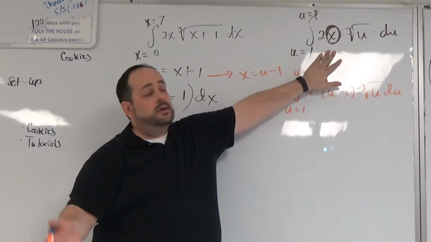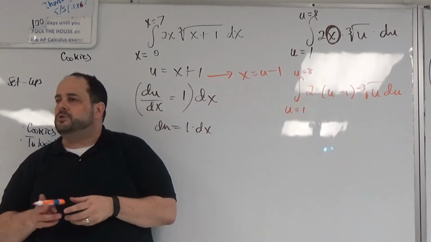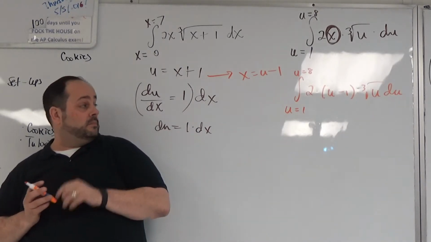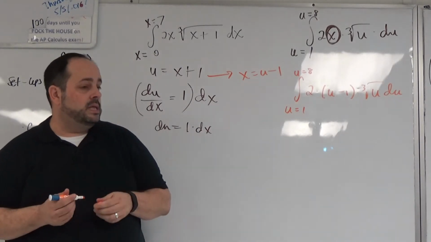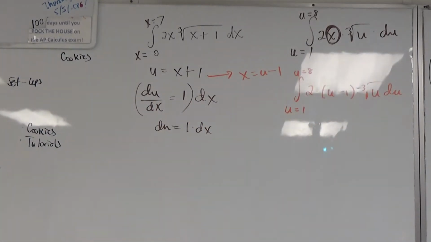So from here, I just want you to have a quick strategy conversation with somebody near you. What would you do to finish it off? What are the legal moves that are out there for you? Keep in mind, multiplication in the integrand.